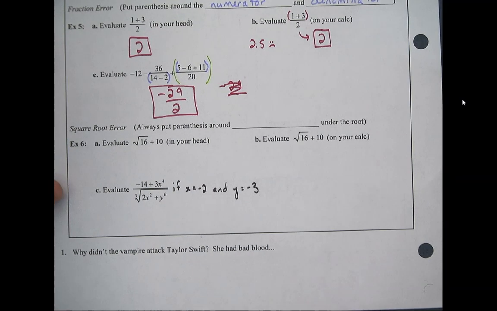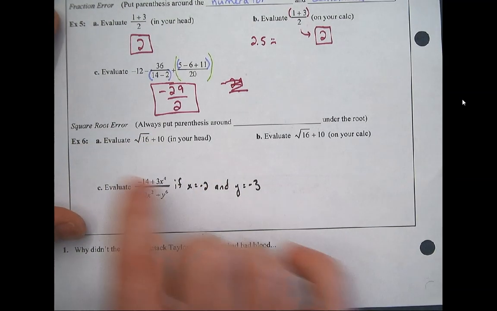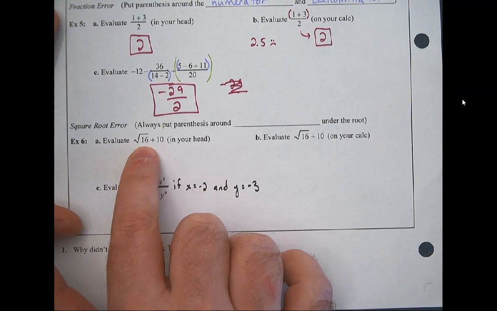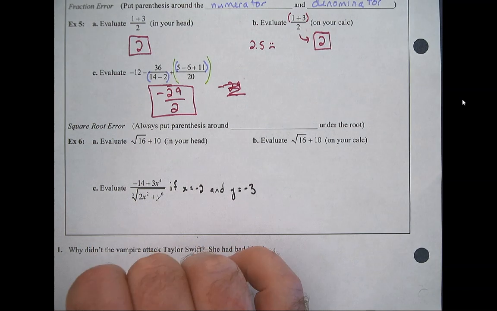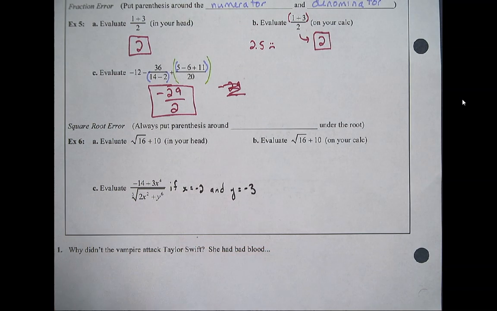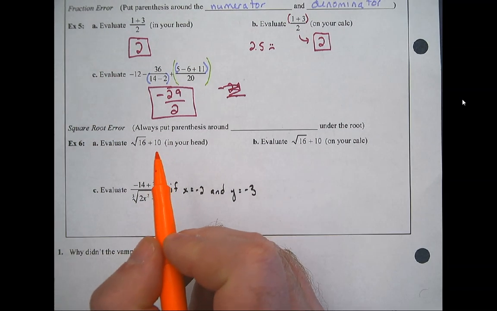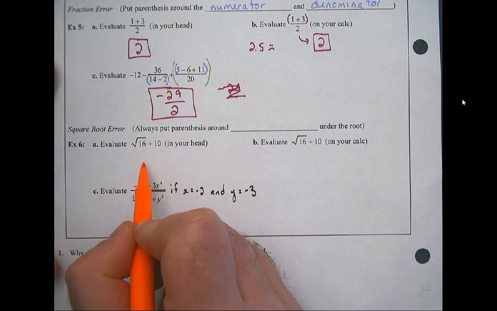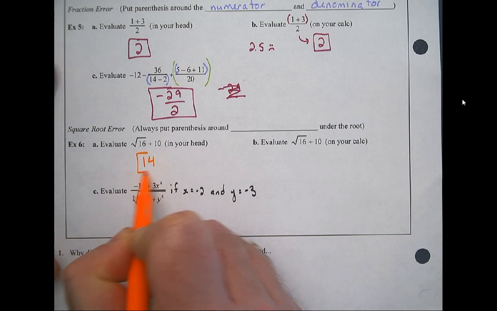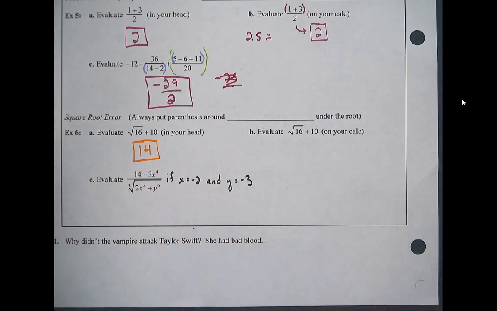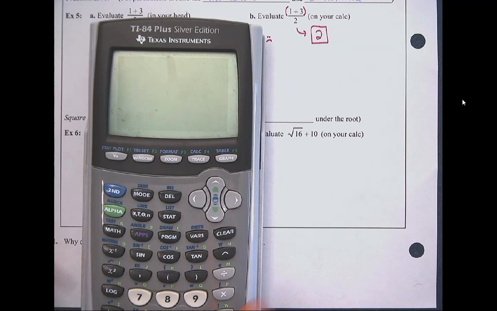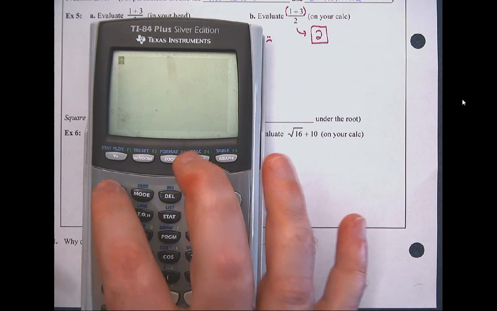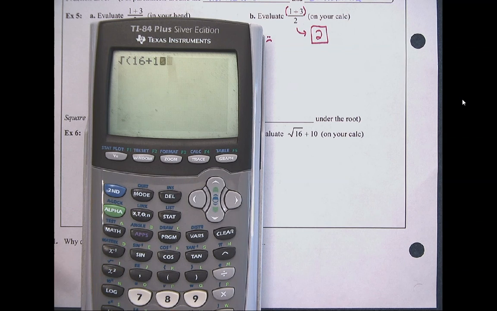Okay, and then the last type of error is called square root error. Let's try to do this in our head. The square root of 16, 4. Plus 10, 14. No problem. Easy peasy, right? Now let's try to do this on our calculator. I'm going to go old school calculator because the new one, you'll never have this problem. Square root of 16 plus 10, and it says it's 5.099.